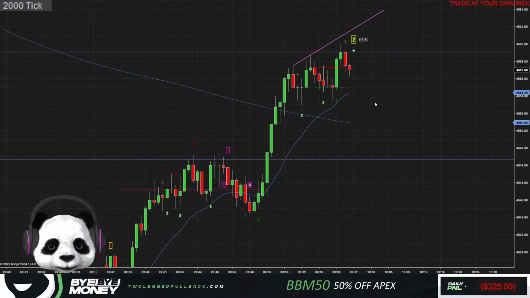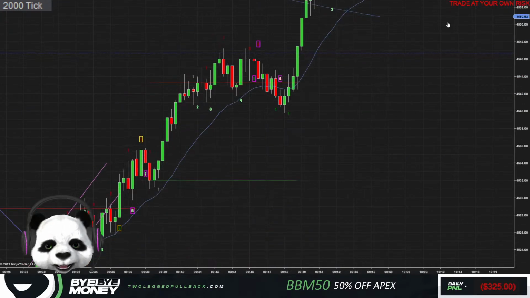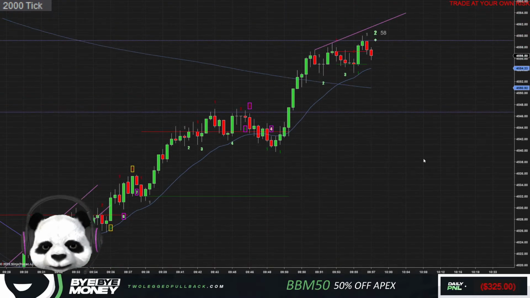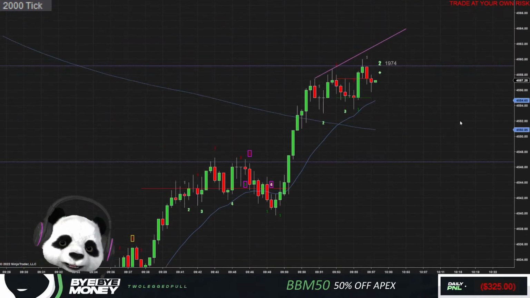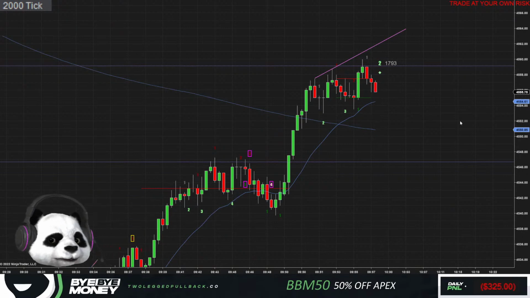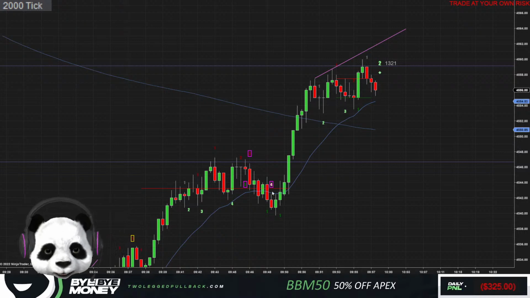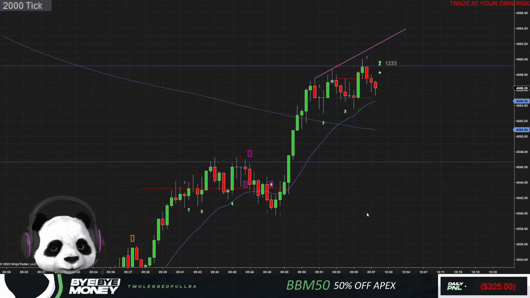That was a two-legged pullback here, but like I mentioned, I was looking for a reversal after this break of trend to new high. So I'm not looking to go long there, but now this uptrend is so strong, it makes me want to go long, but I feel like it's still late in trend. It might get me again. It's unfortunate it got hit here.